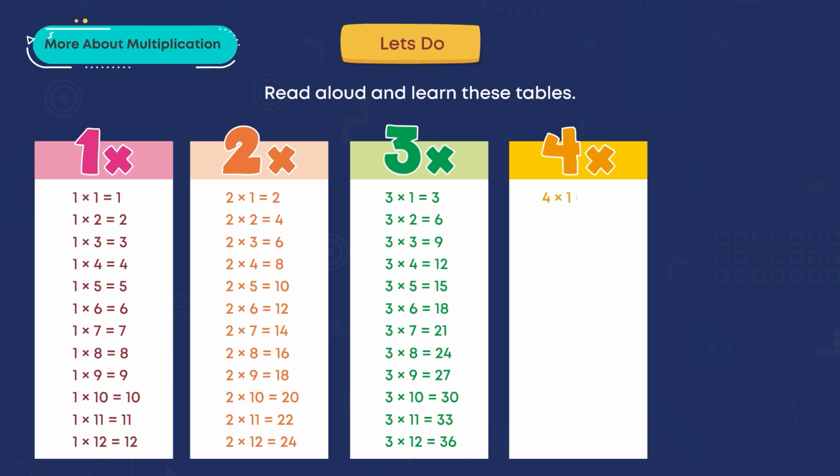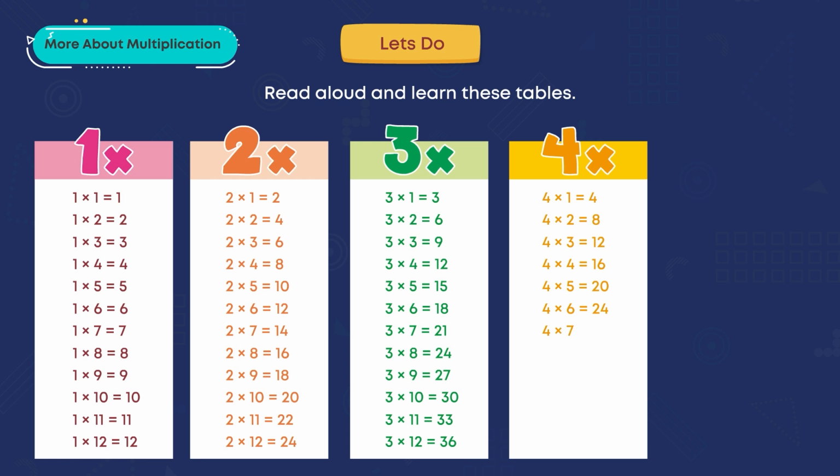4 times 1 equals 4. 4 times 2 equals 8. 4 times 3 equals 12. 4 times 4 equals 16. 4 times 5 equals 20. 4 times 6 equals 24.